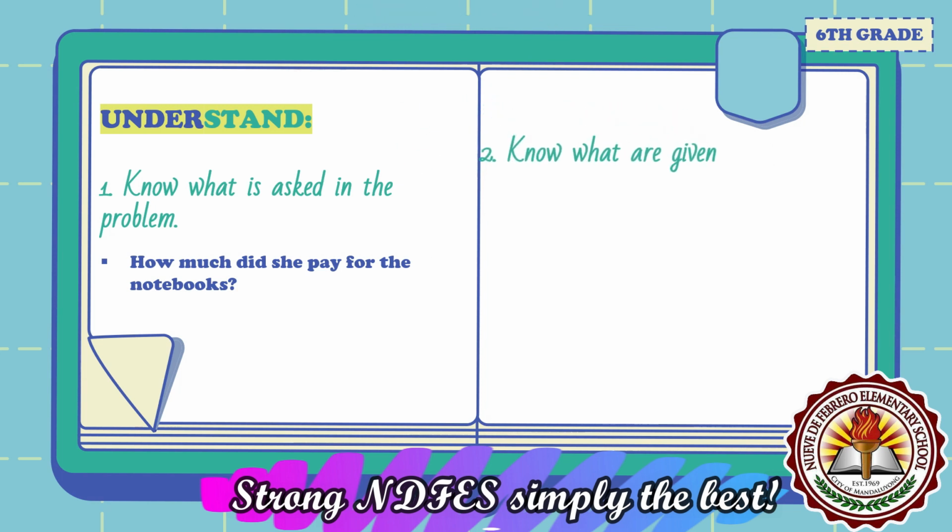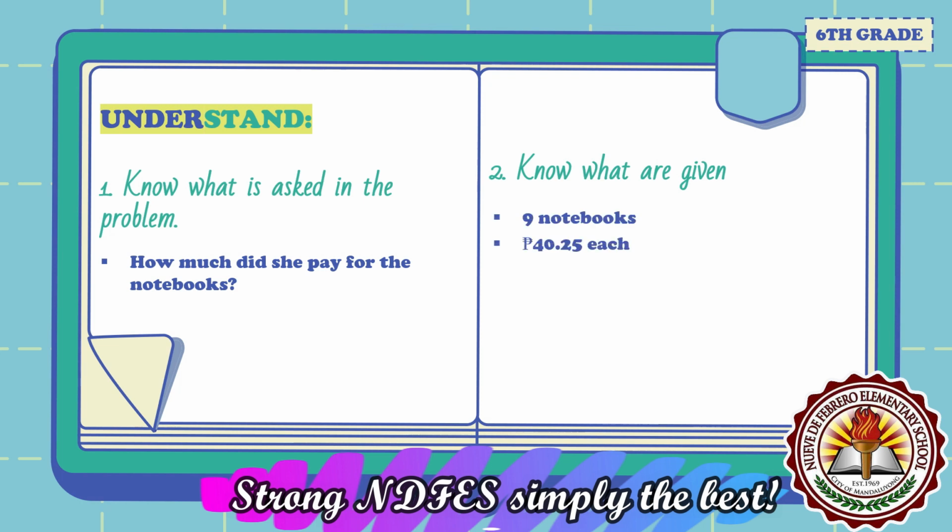Next, know what are given. When we say given facts, as I said a while ago, these are the numbers that are given or visible in the problem. So the given facts are 9 notebooks and 40 pesos and 25 centavos. Then, know the clue word. What is the clue word in the problem? The word "each".